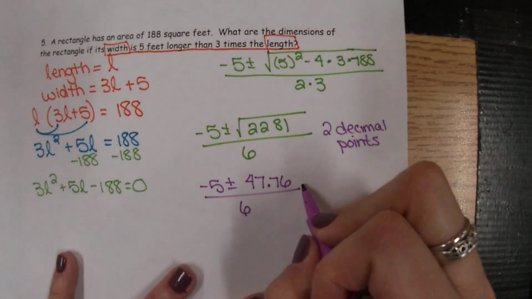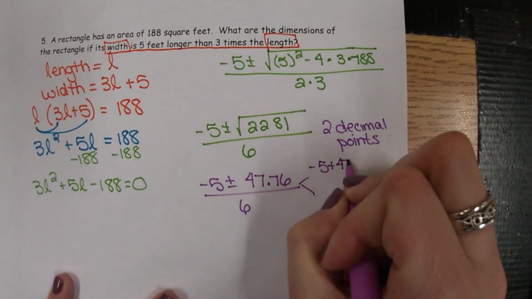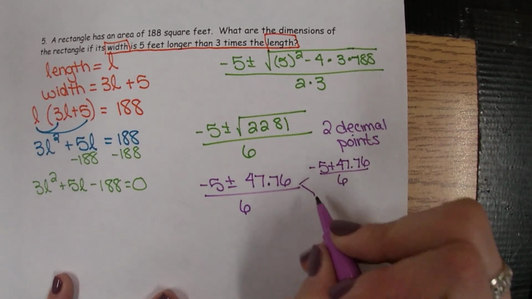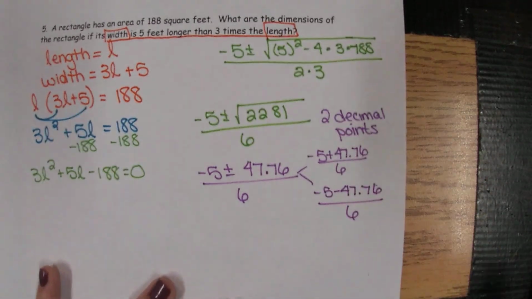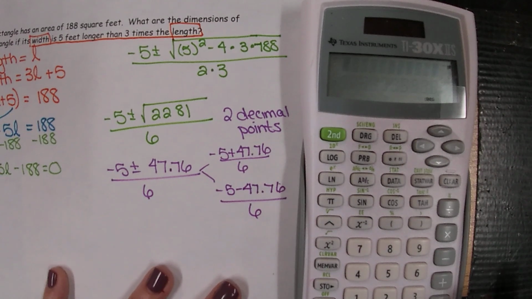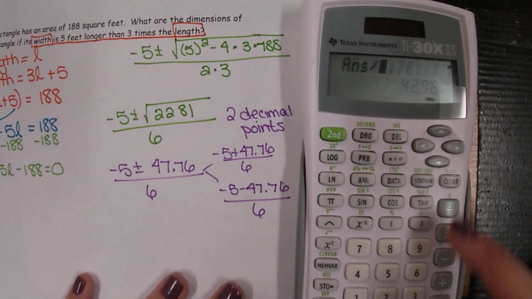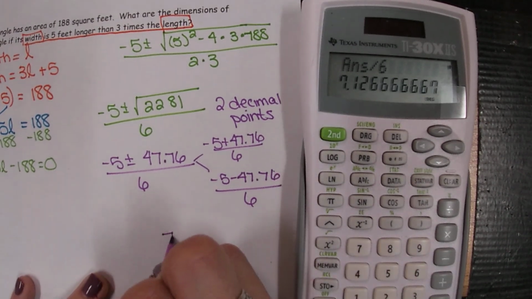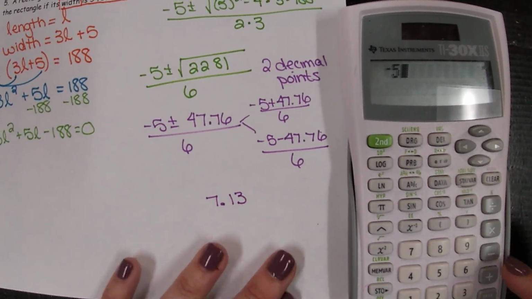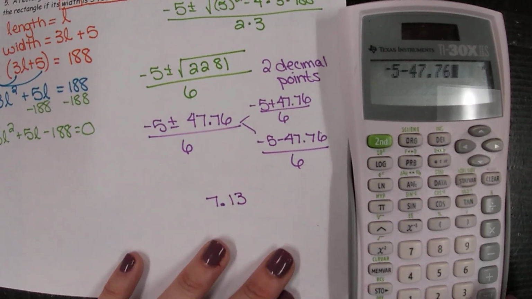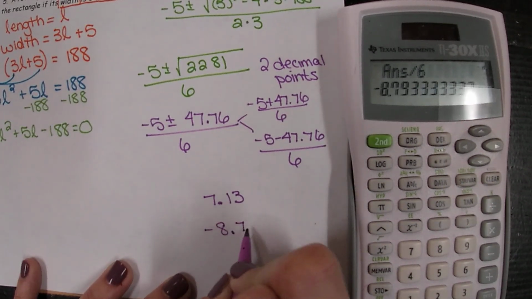And so here we can do just like what we did before and calculate both options. So negative 5 plus 47.76 over 6, and negative 5 minus 47.76 over 6. So I'm going to use my calculator to help me on that. So negative 5 plus 47.76, make sure you hit equals. So that gives me a 7.13. Negative 5 minus 47.76 equals divided by 6. And that gives me a negative 8.79.